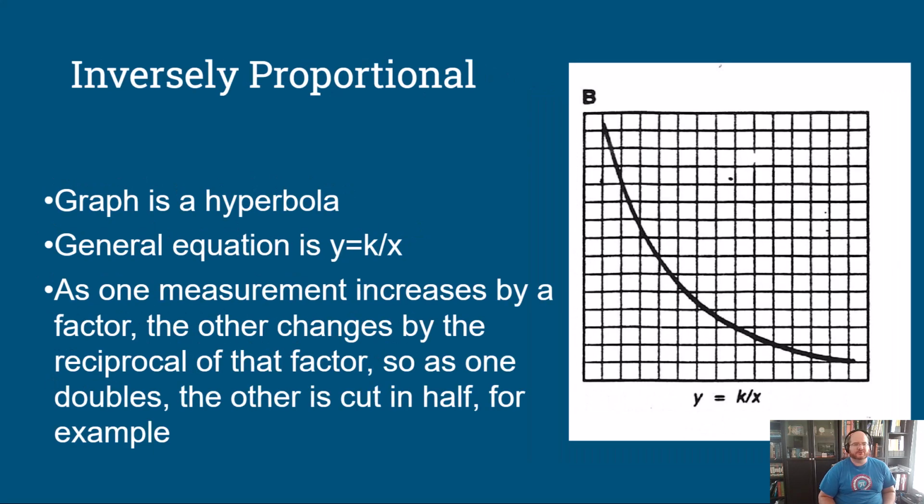Inversely proportional gives you a hyperbola. That equation is y equals k divided by x, where k is a constant, so your variables are x and y. Here, as one measurement is increasing, the other is doing the opposite. So if you are doubling x, you're going to cut y in half. If x goes up, y goes down by the same factor.